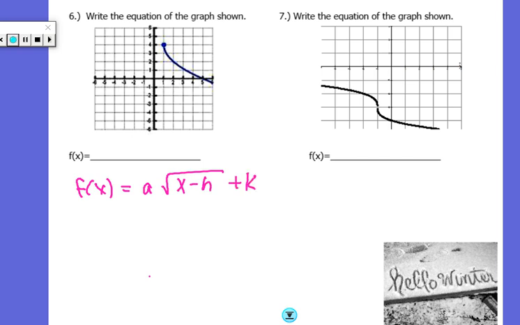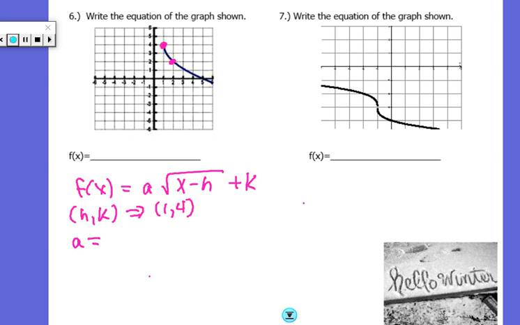So we need to determine what HK is and of course find A. Well, HK is represented by this point. So our HK is 1, 4. Now to find A, we need to pick another point on our graph. So it looks like this is a full point. On a quiz, we'll make sure we mark what we mean to be a full point. So there shouldn't be any confusion on that.